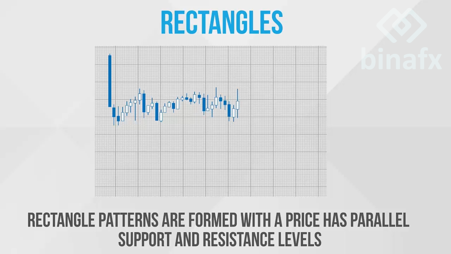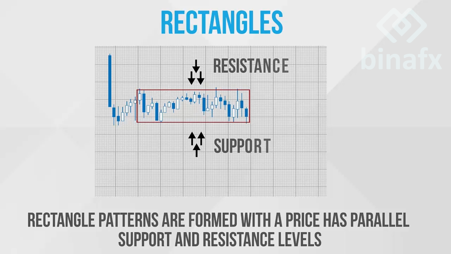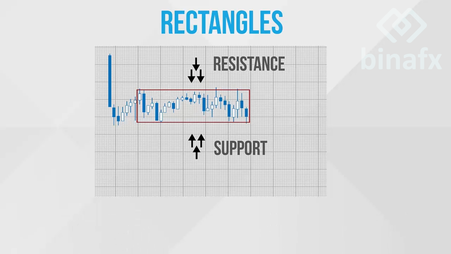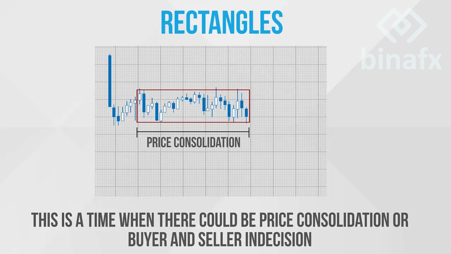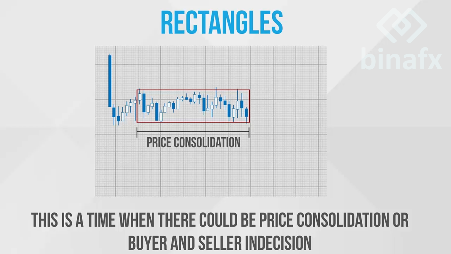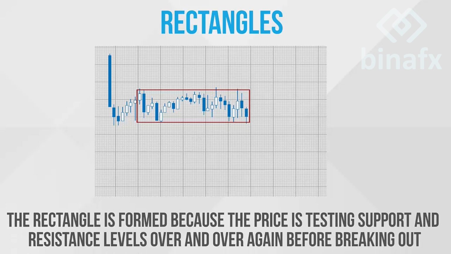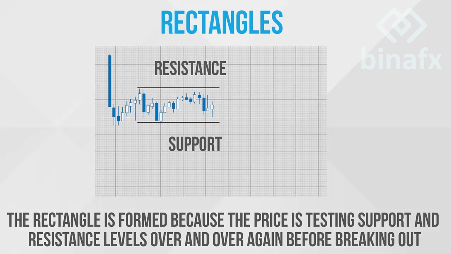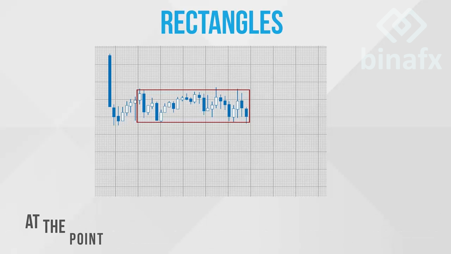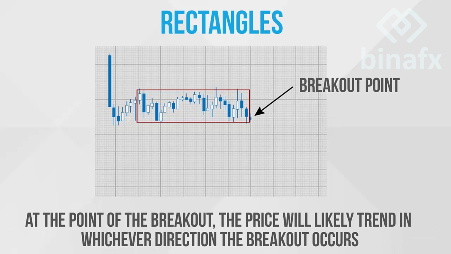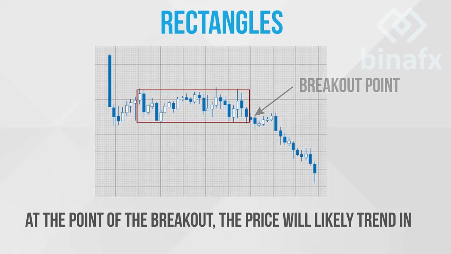Rectangles. Rectangle patterns are formed when a price has parallel support and resistance levels. This is a time when there could be a price consolidation or buyer and seller indecision. The rectangle is formed because the price is testing support and resistance levels over and over again before breaking out. At the point of the breakout, the price will likely trend in whichever direction the breakout occurs.